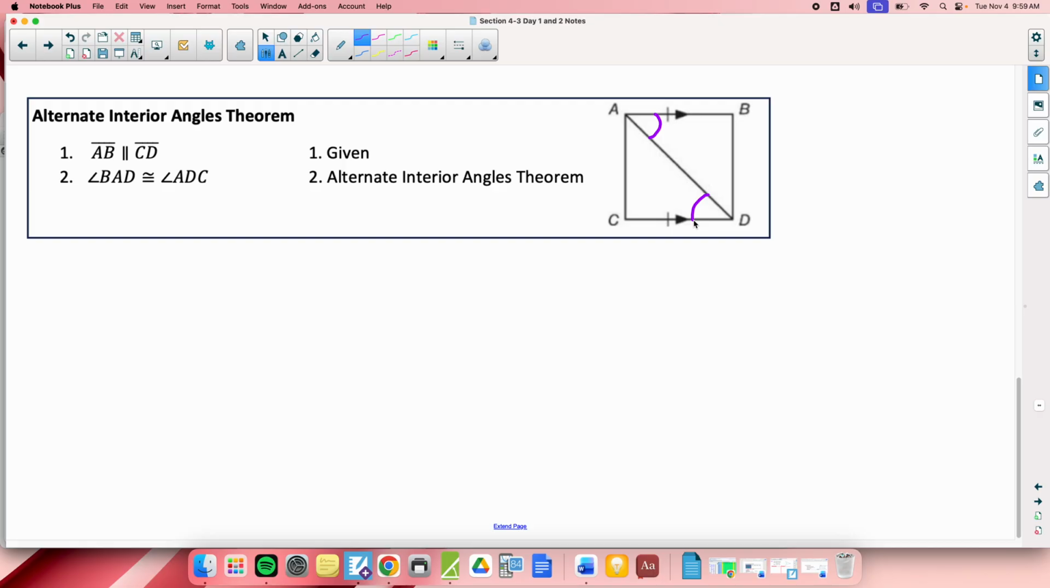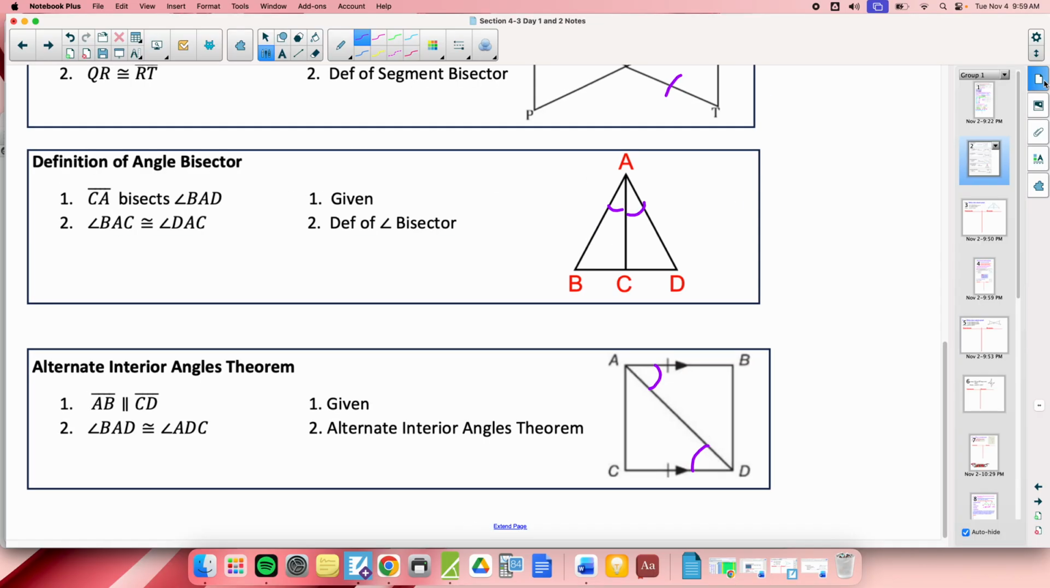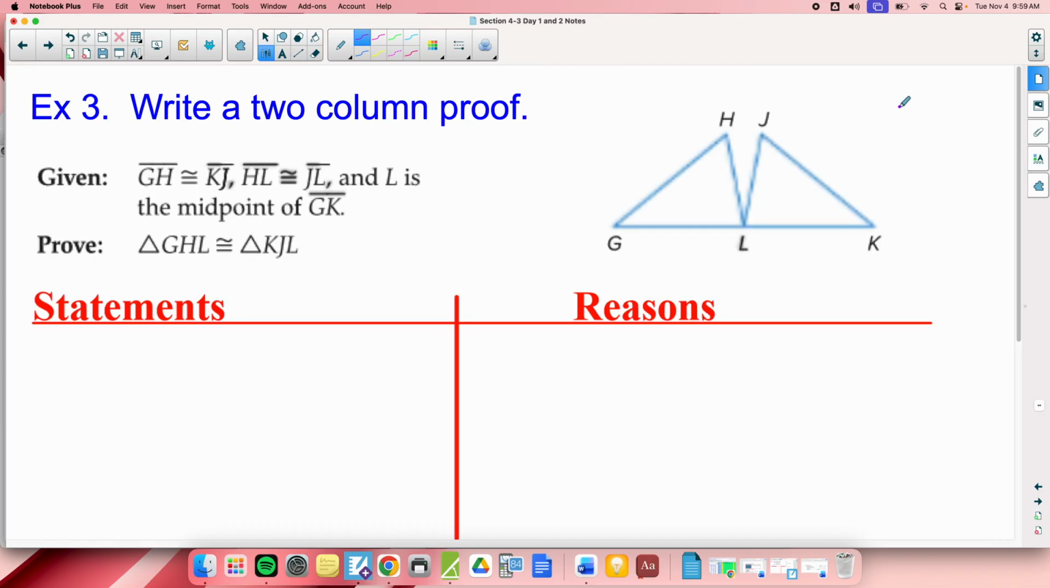If these are parallel, those two angles are going to be congruent, okay? So let's go and try another one of these, and this we are going to do by ourselves. So let's copy this down.